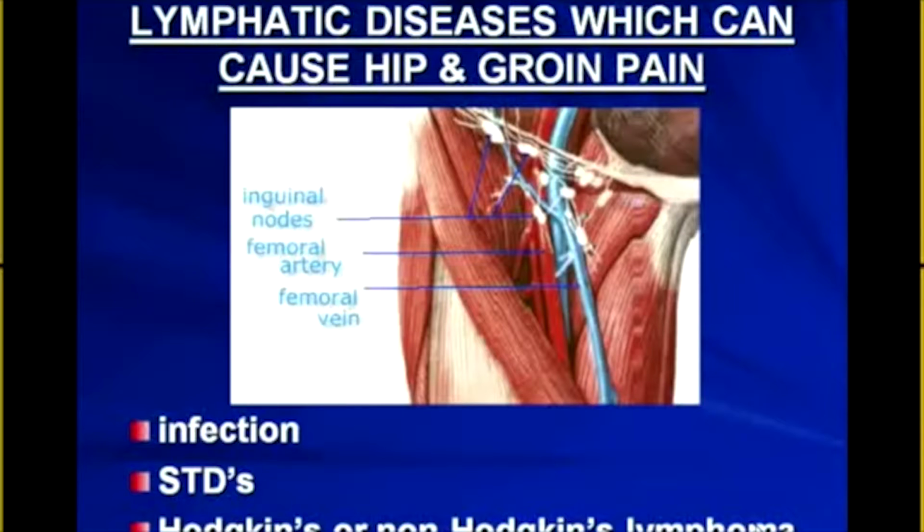So then again, Hodgkin's or non-Hodgkin's lymphoma being the most common. So non-tender lymph nodes are usually the more sinister, but certainly infection and sexually transmitted disease are treatable things and need to be addressed quickly. So if a patient's telling you they've had a painful lump or a lump that's been present longer than a month, it needs to be followed up.